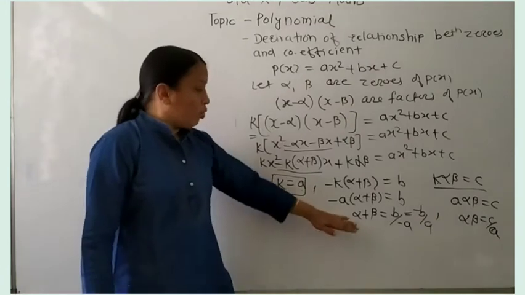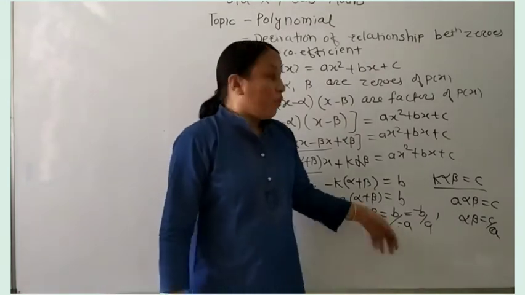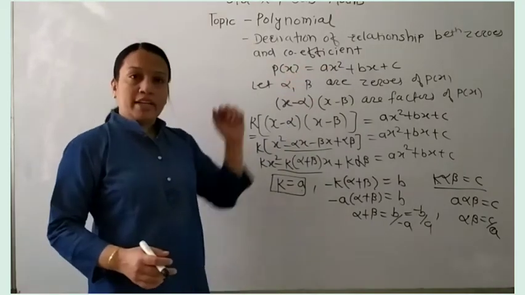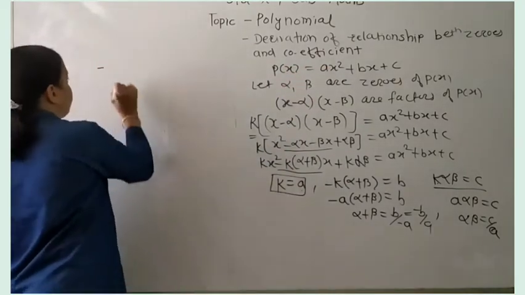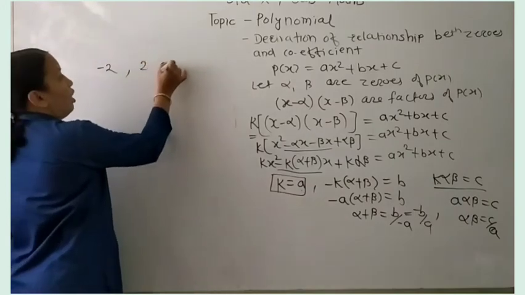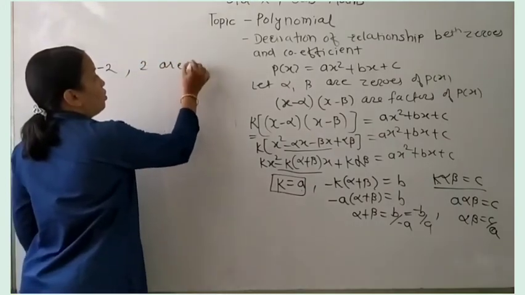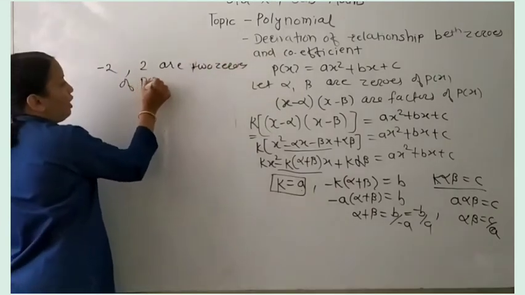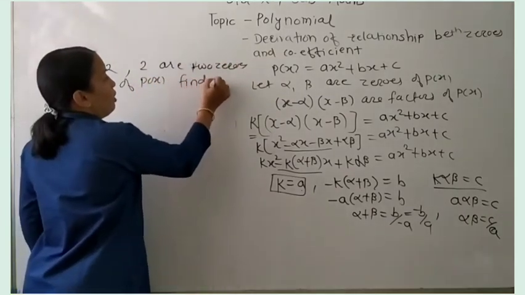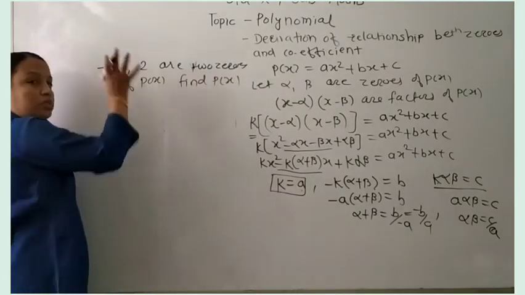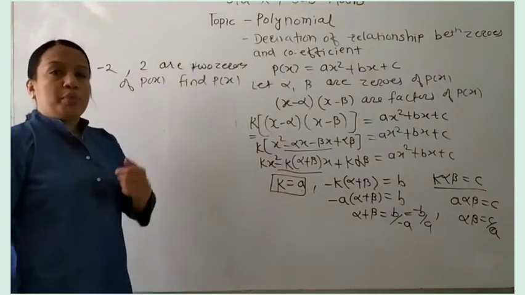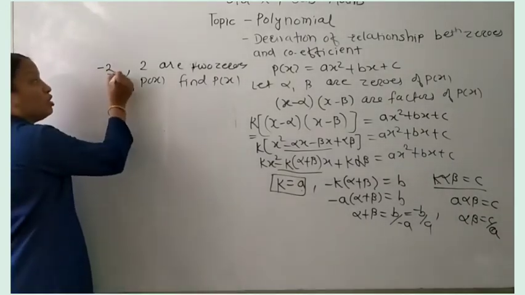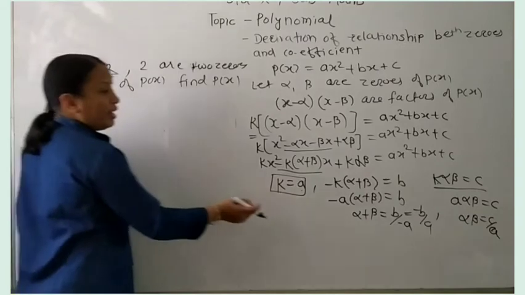Now what is the use of this? If you are given two zeros of a quadratic polynomial, suppose minus 2 and 2 are two zeros of any p of x, find p of x. If you are told that two zeros are given and you have to find the polynomial p of x, at that time, since these two zeros are given, you can directly use this.